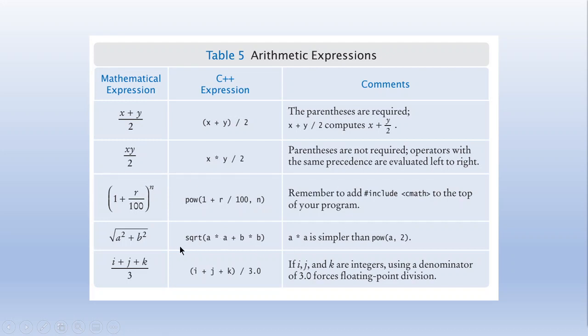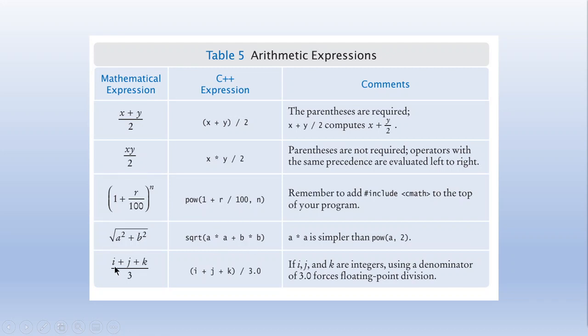Likewise, with the square root function, in order to do the square root of a squared plus b squared, we would type sqrt, parentheses, and then pass in what we want to square root. In this example, we're going to type a times a plus b times b, simply because this is simpler than calling the pow function on a and b separately.